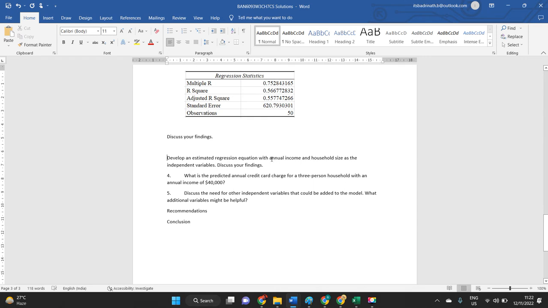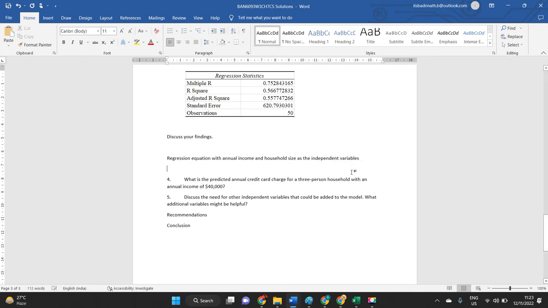Next, it is estimating linear regression by using both the values, annual income and household size, collectively on amount charged. So we are supposed to take both the values and predict amount charged. The next question is establishing prediction, calculating the linear regression equation using both independent variables and the dependent variable, amount charged.